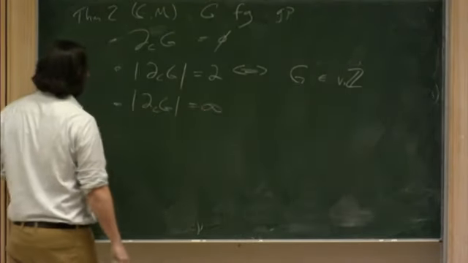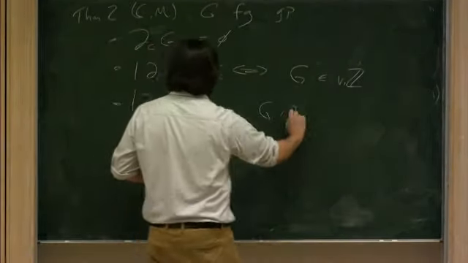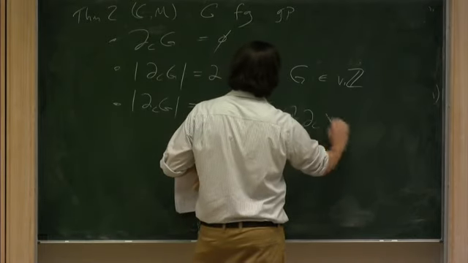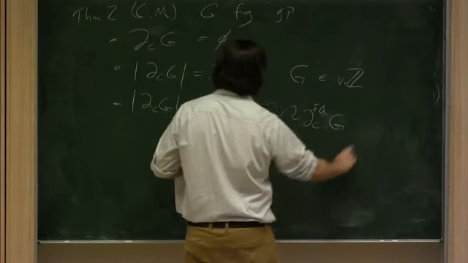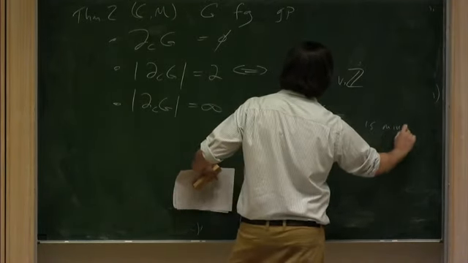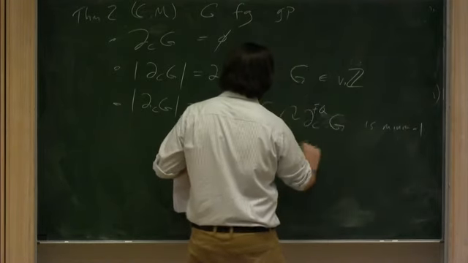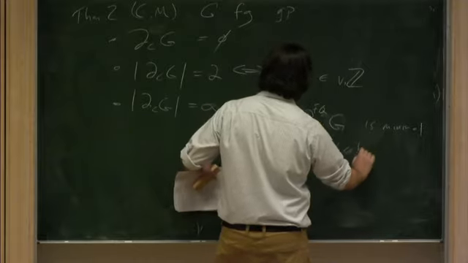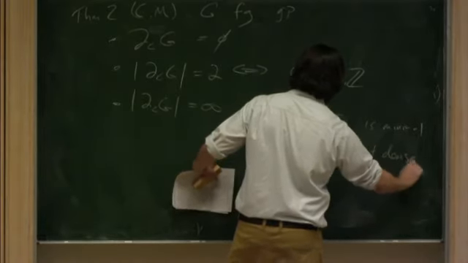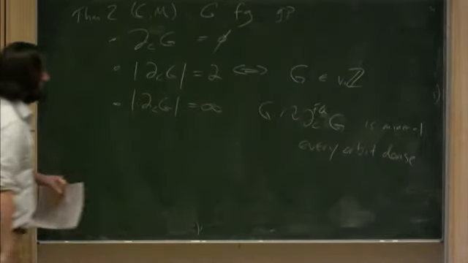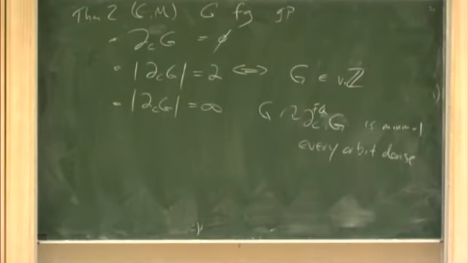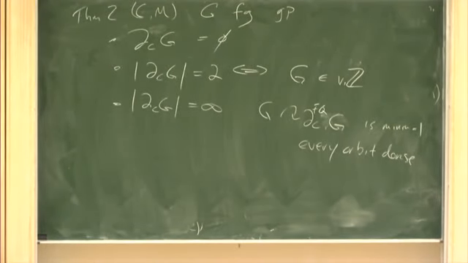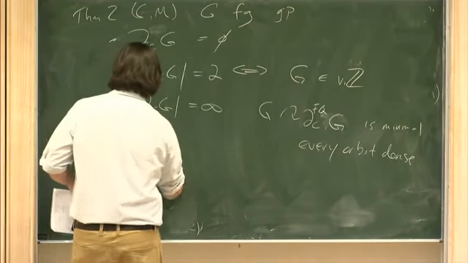And the third possibility is that the boundary is infinite and the action is minimal for this topology. And minimal means every orbit is dense. And so with a little work, from every orbit being dense, what you get is that this topology is second countable when it's a group.